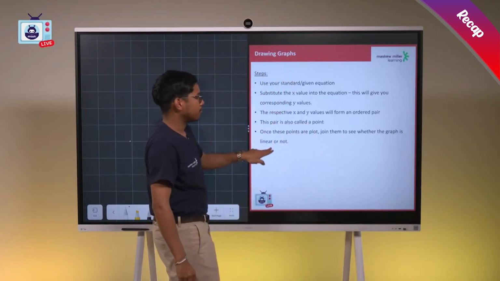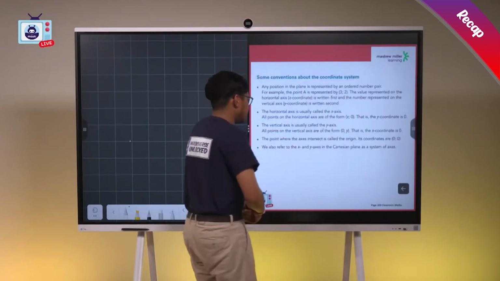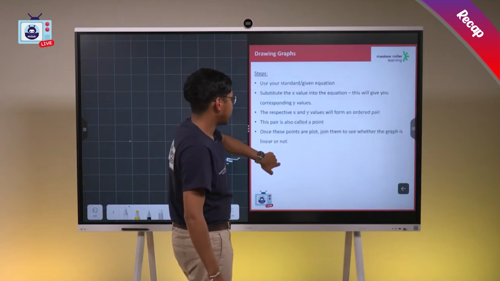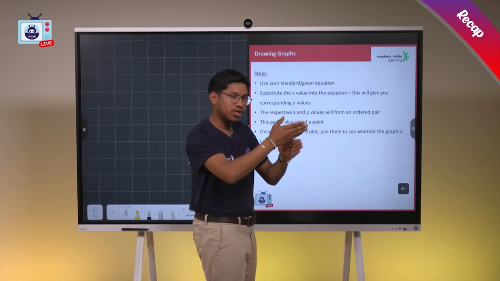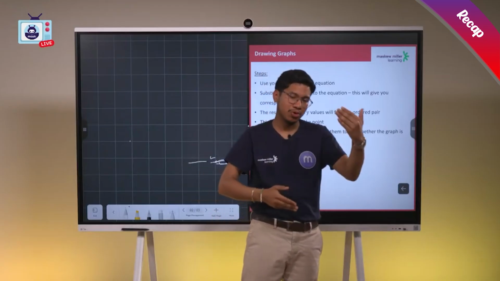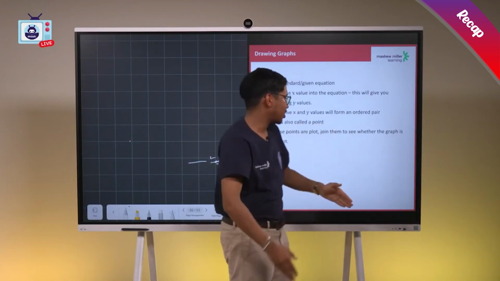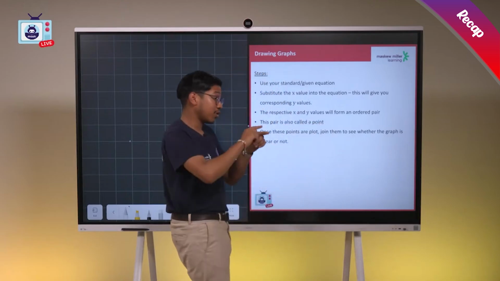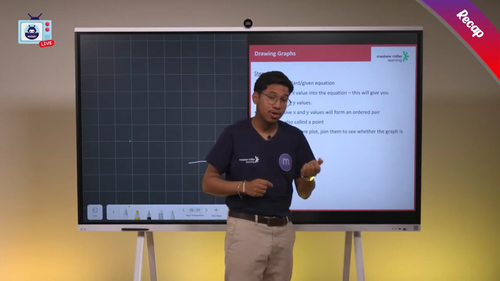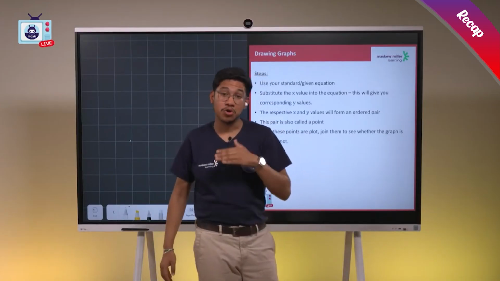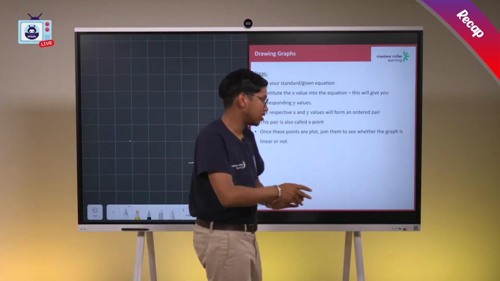This pair is called a point, so we've dealt with points here. And then once these points are plotted, once we have substituted our input values and we've gotten all our output values, we can take these points and then draw, or join the points. And these points will then tell us whether the graph is a linear graph, which is made up of a line, or a non-linear graph, which is not a straight line. Again, concepts we have gone over last week.